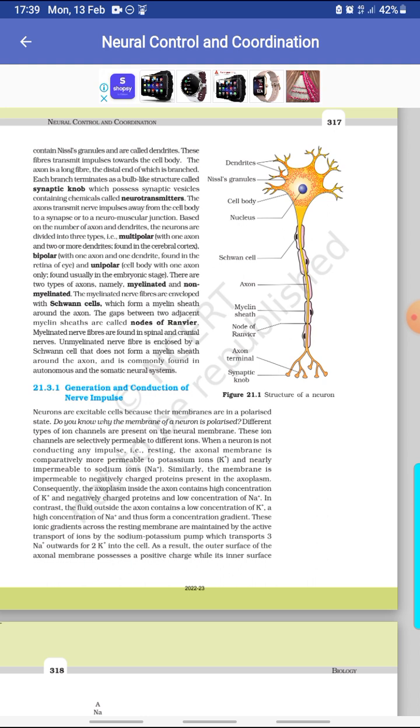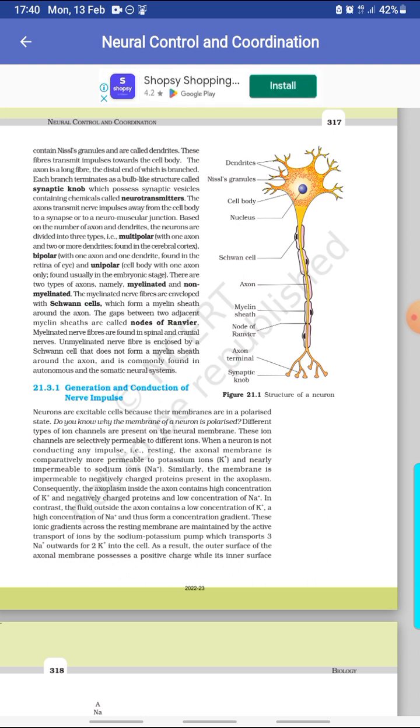Generation and conduction of nerve impulse. Neurons are excitable cells because their membranes are in a polarized state. Do you know why? The membrane of a neuron is polarized. Different types of ion channels are present in the neural membrane. These ion channels are selectively permeable to different ions.